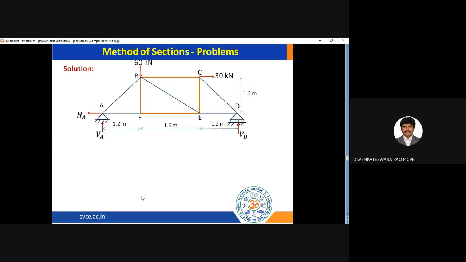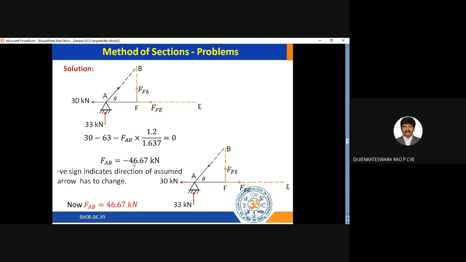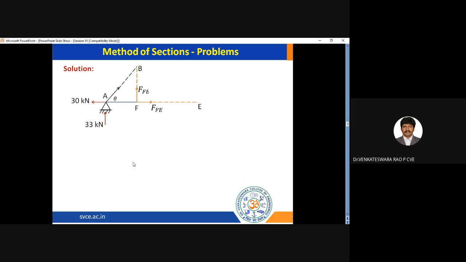Okay, so that's all about calculating these two member forces, by taking one section line here. So is there any other way here? There is another way in the method of sections, with this equation. See, here I have used that.